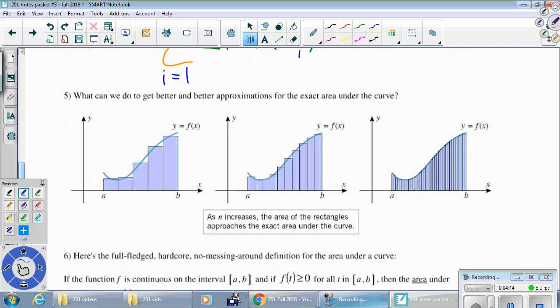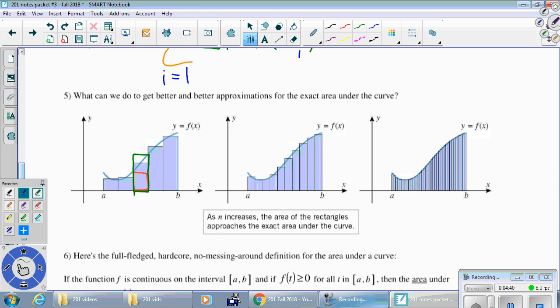What can we do to get better and better approximations for the exact area under the curve? Well, we can use more and more rectangles. Let's take a look at the left-hand picture. First of all, for example, for this rectangle right here, which point is the one that is used to determine the height of that rectangle? It's actually not the left-hand point, because the left-hand point would give that rectangle. It's also not the right-hand point, because the right-hand point would go all the way up to here.